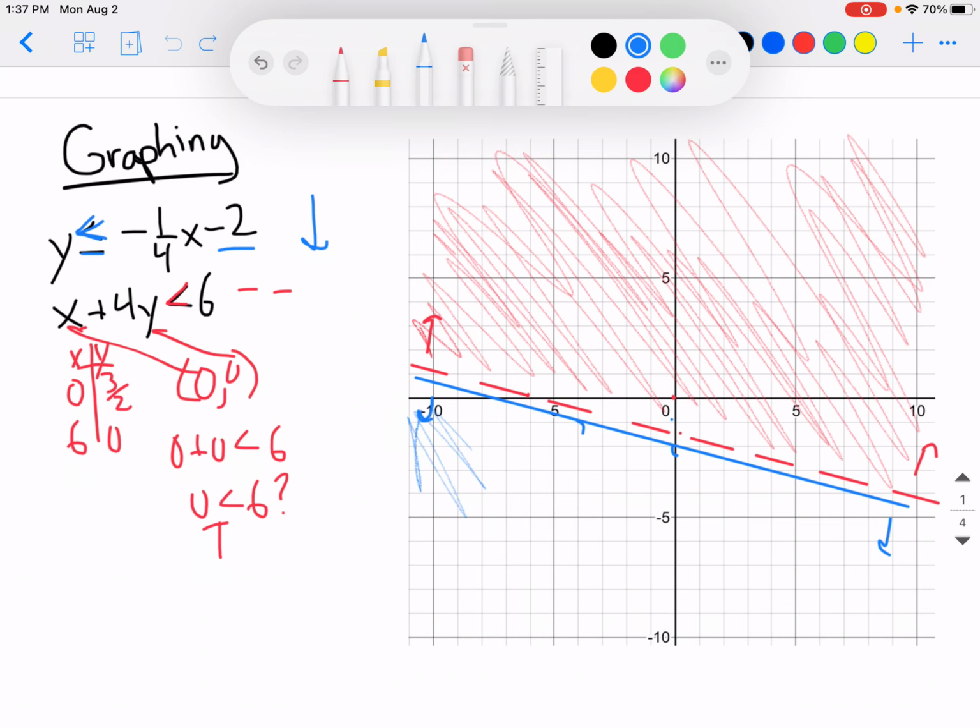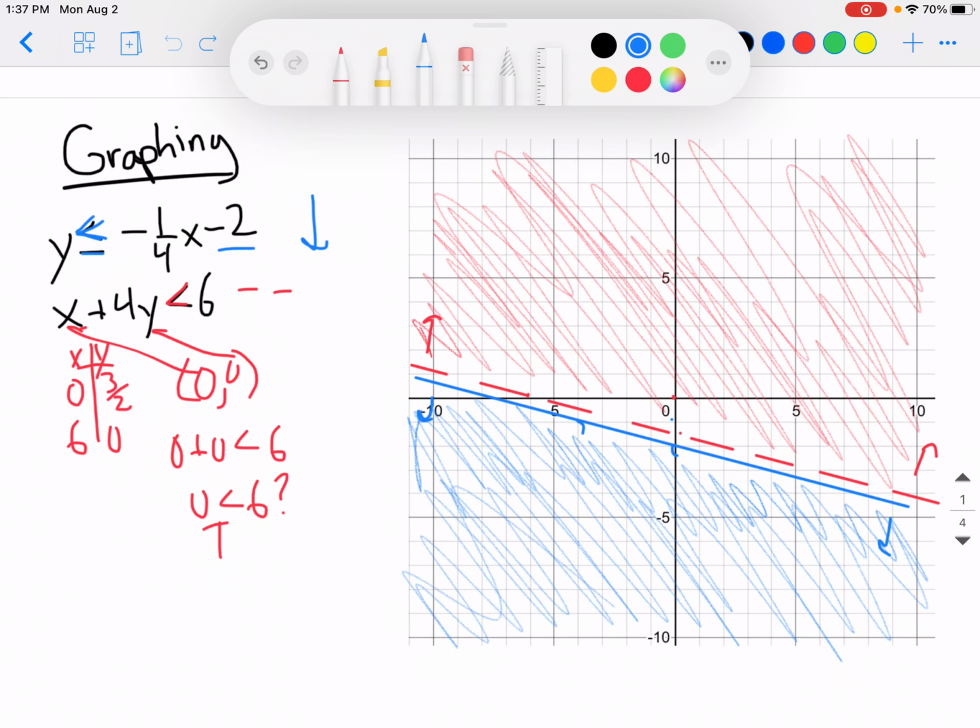And unfortunately, you should see that there's no overlap between these two. There's a gap there. And when there's no overlap and there's just a gap, we say that there is no solution. And that means that we cannot find any xy points that will work for both inequalities at the same time.